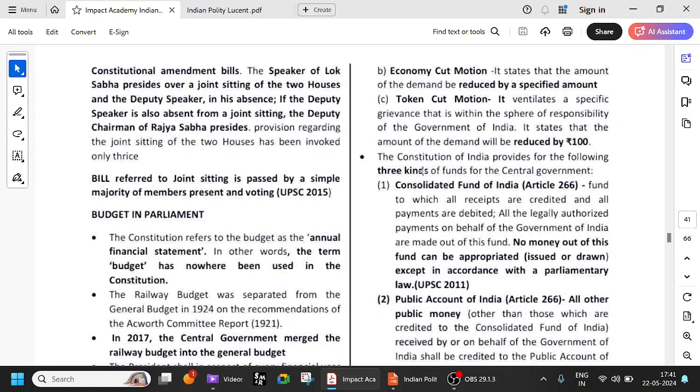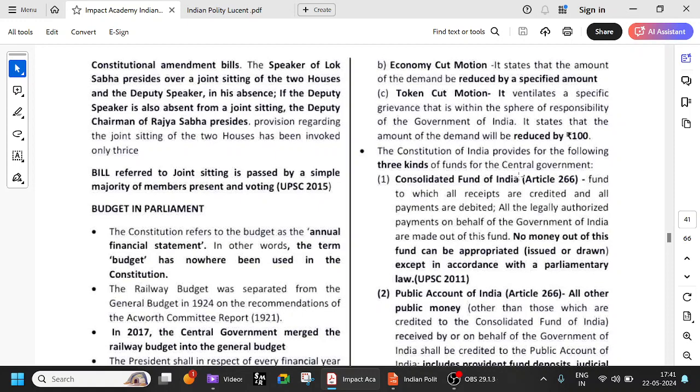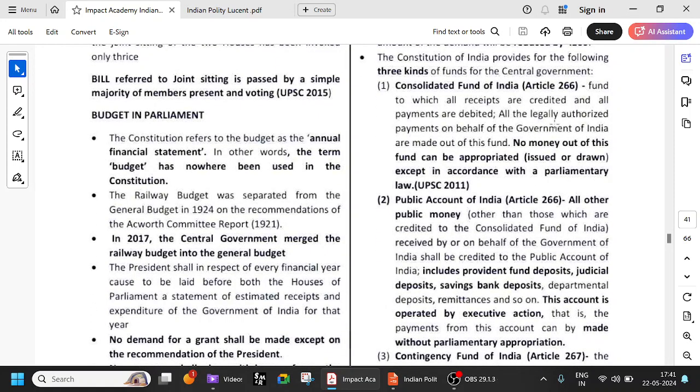So the constitution provides for the following three kinds of funds for the central government. First is the Consolidated Fund of India, which is Article 266. Okay, remember these articles also. Article 266, Consolidated Fund of India, the fund to which all the receipts are credited and all payments are debited. All the legally authorized payments on behalf of the government of India are made out of this fund.